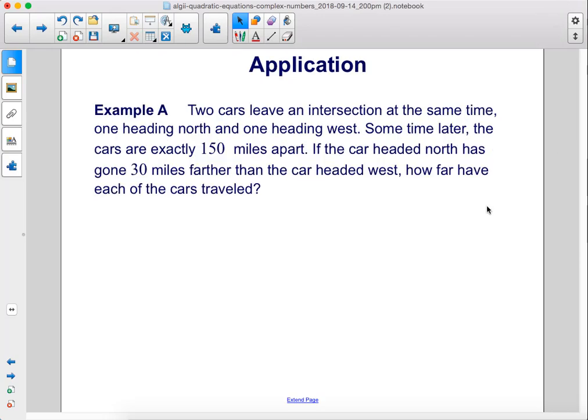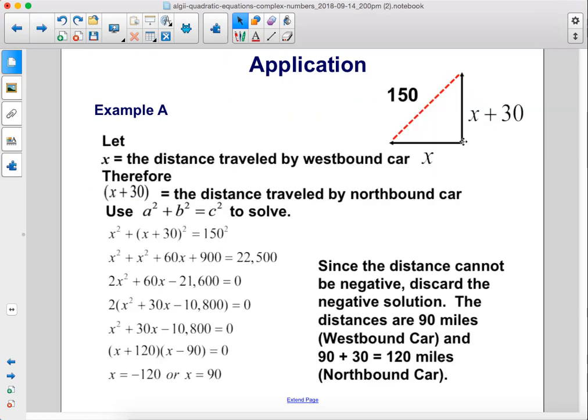Example A. Two cars leave an intersection at the same time, one heading north and one heading west. Sometime later, the cars are exactly 150 miles apart. If the car headed north has gone 30 miles farther than the car headed west, how far have each of the cars traveled? Here is a diagram of what we've described in the problem.